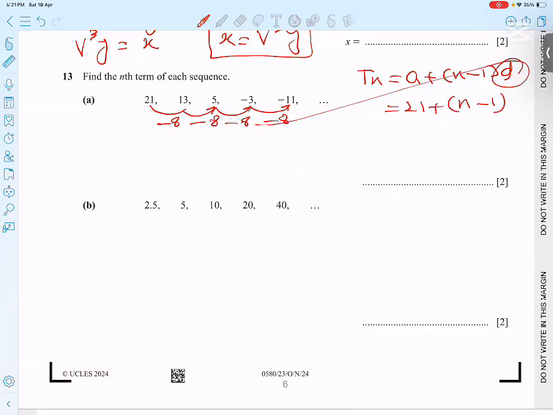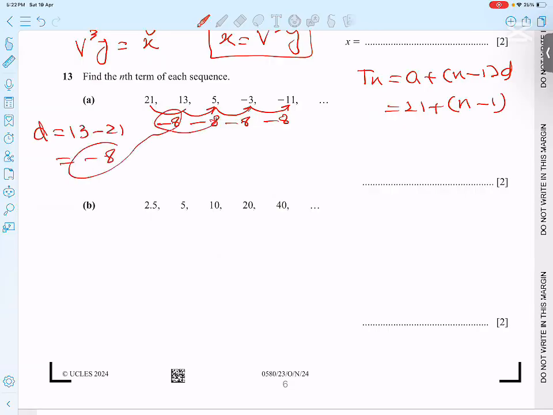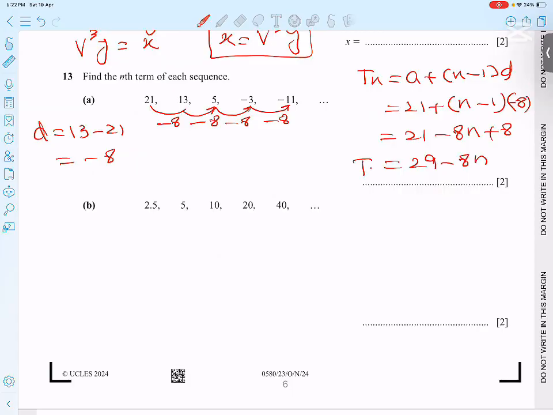And the common difference is 13 minus 21. Look, I'm showing it once again. 13 minus 21, I get negative 8. So same is here. So no need to show even this. So negative 8. If I multiply inside, negative 8 times n and negative 8 times 1, we get a positive 8. And I got 29 minus 8n. This kind of working is good to show. Don't try doing it in one step. If you don't show the formula, no problem in the exam.